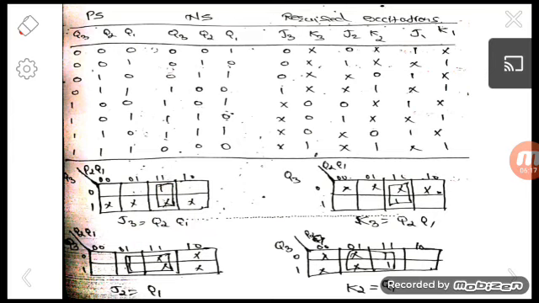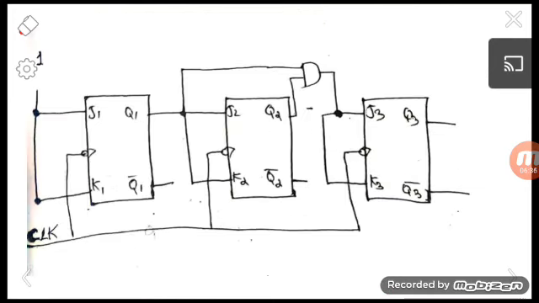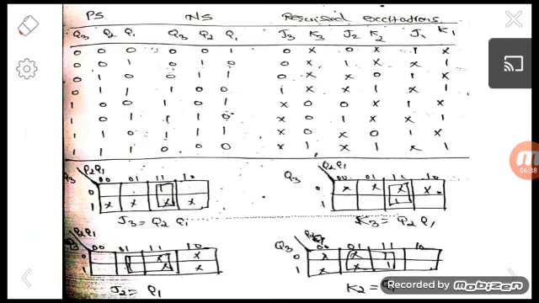Like that I can draw the K map for K3. From that also we obtain K3 is equal to Q2 Q1, and J2 we will obtain as Q1, and K2 can be Q1. And also here in the case of J1 and K1, the K map is not drawn here.